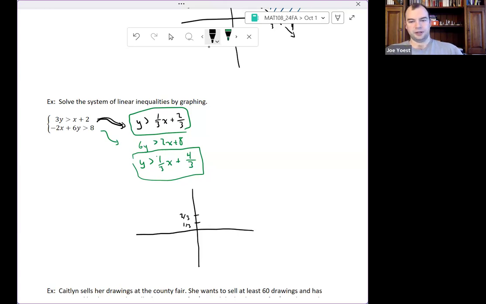So my black inequality, if I had y equals 1/3 x plus 2/3, that's going to go through the point (0, 2/3). But again, I want to be careful because it's a strict inequality. I want an open circle there to indicate that that point cannot be a solution to the linear system of inequalities because it's not going to be a solution to that black inequality.